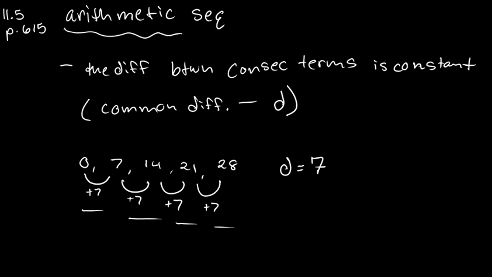It's a positive 7. If it were to decrease, it could be negative. This is what you are going to think of as kind of your slope. It's the constant rate that you're increasing by. So that is how you determine if a sequence is arithmetic. If it's constantly increasing or decreasing by the same amount, that is your common difference. So that determines if it is arithmetic.